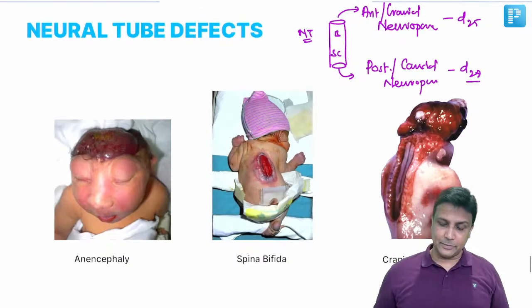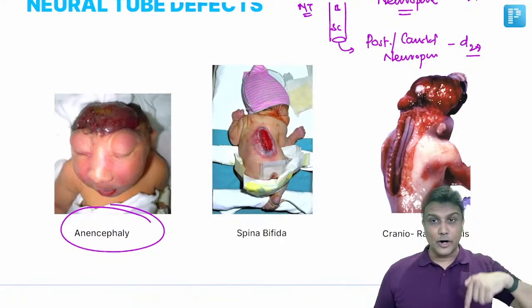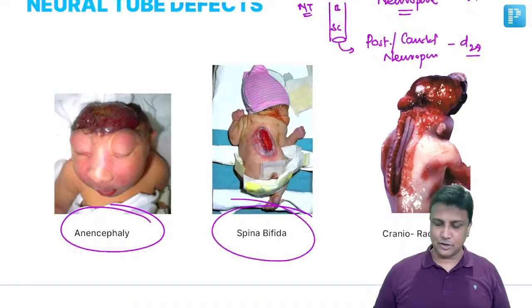In some unfortunate babies, the cranial neuropore will not be closed and it will lead to a condition known as anencephaly. If the caudal neuropore is not closed, it will lead to a condition known as spina bifida. Spina bifida. And welcome to this picture here.